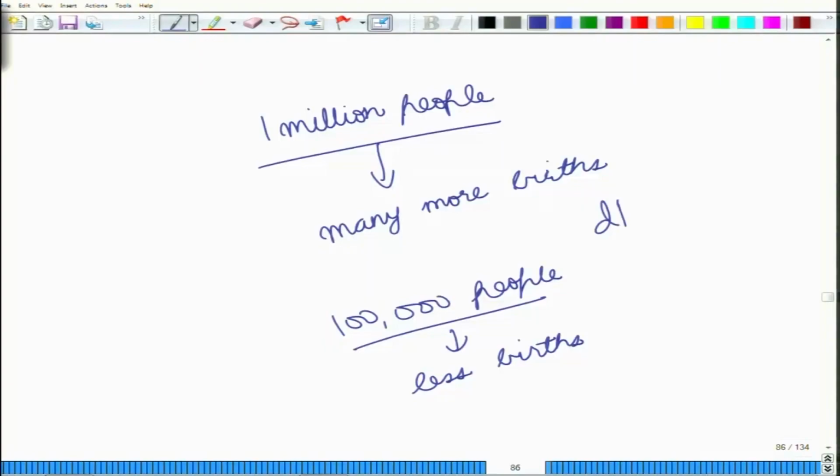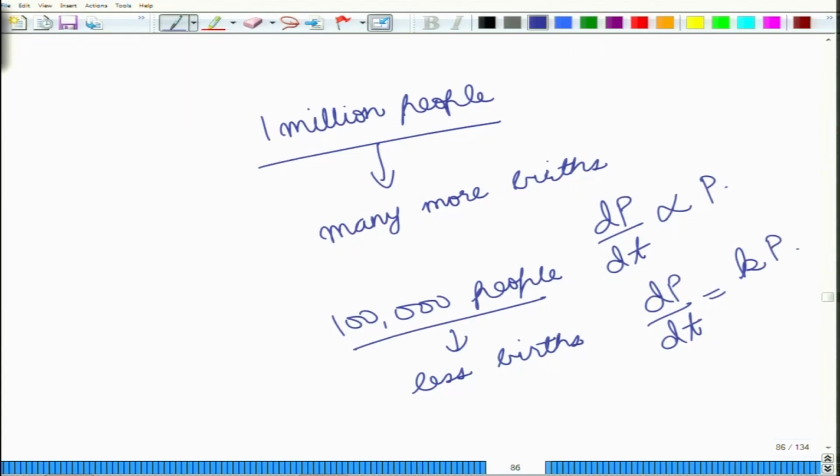Only those females that are in the reproductive age are going to produce the offsprings. Now in this case we are saying that dP/dt is proportional to the population at that particular time, or we can say that dP/dt is equal to some constant k times P.